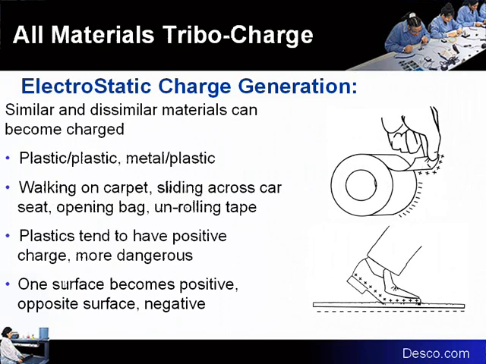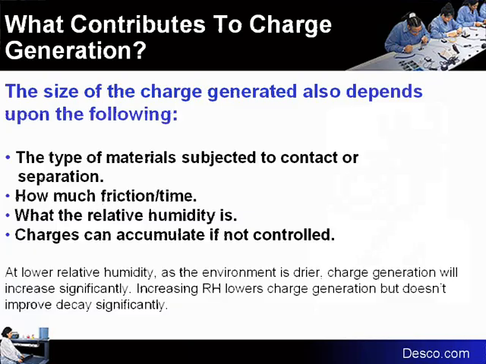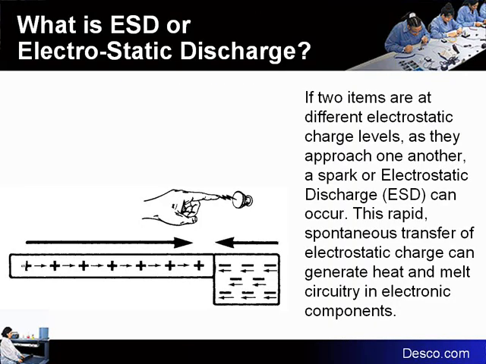Electrostatic generation can happen with any two materials coming together and separating. It can be plastic and plastic, two insulators. It can be metal and plastic. Walking on carpet is a very common static generator. Plastic tends to have positive charge and is more dangerous for higher levels of charges, but both positive and negative can do damage. The size of the charge depends on the materials that contact and separate, how much friction, the relative humidity in the atmosphere, and also charges can accumulate if not controlled on conductors.